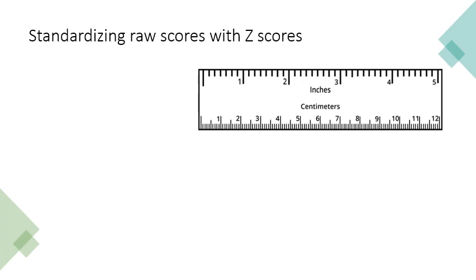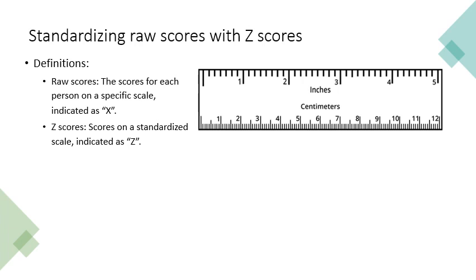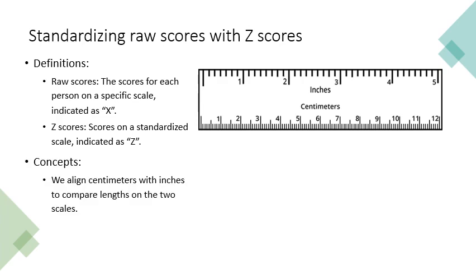So the answer to the problem is standardizing raw scores with z-scores. Just a reminder of some definitions: raw scores are the scores for each individual on a specific scale, and we indicate them as X. Jerome's score of 5 is an example of a raw score, and z-scores are scores on the standardized scale, indicated as Z.